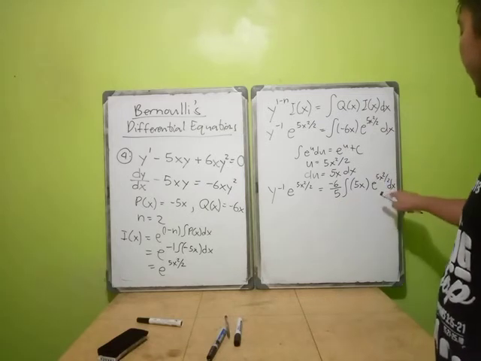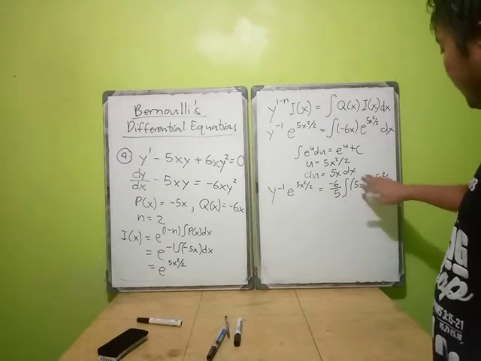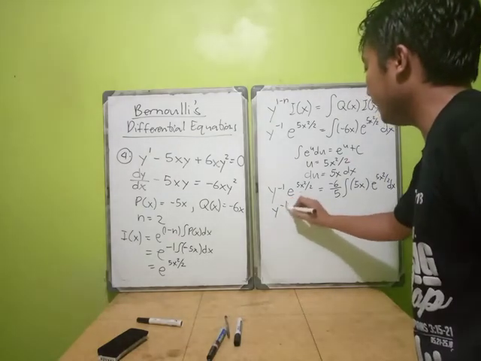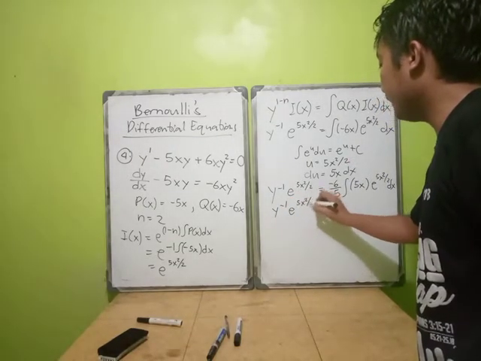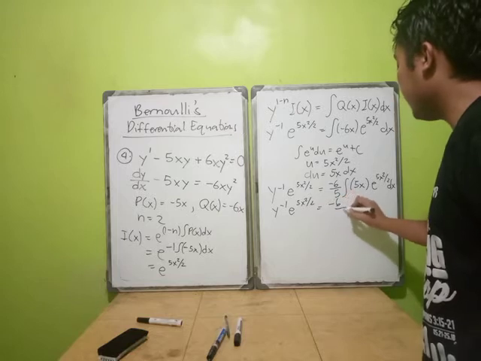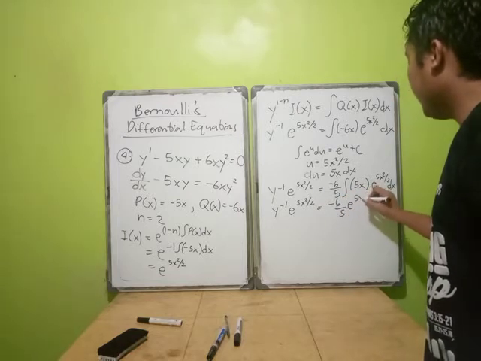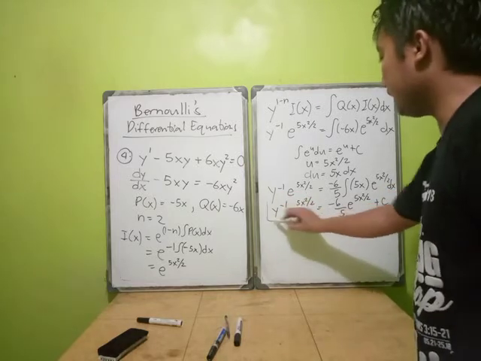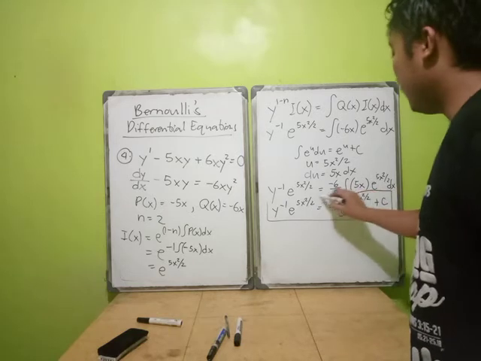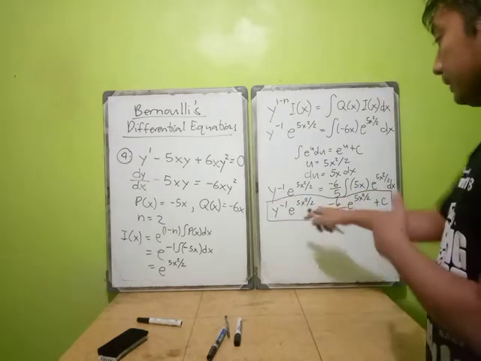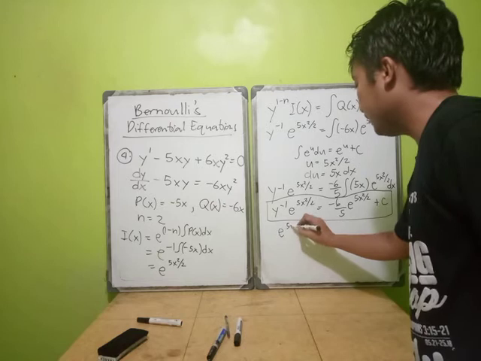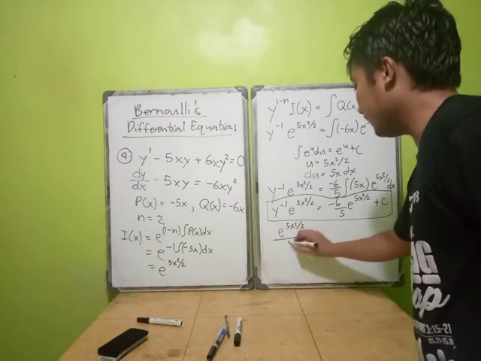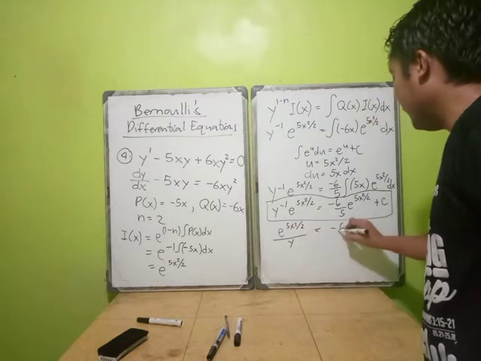So, from here, pwede na nating mawala itong 5x. So, maging ganito na lang, e to the power of u. So, y to the negative 1, e to the 5x squared over 2 is equivalent to negative 6 over 5, e to the 5x squared over 2 plus c. Okay, so this is already an acceptable solution. But somehow you can simplify also. So, instead, y to the negative 1 is, pwede natin ilagay si y dito sa ilalim. Okay, at the beginning.